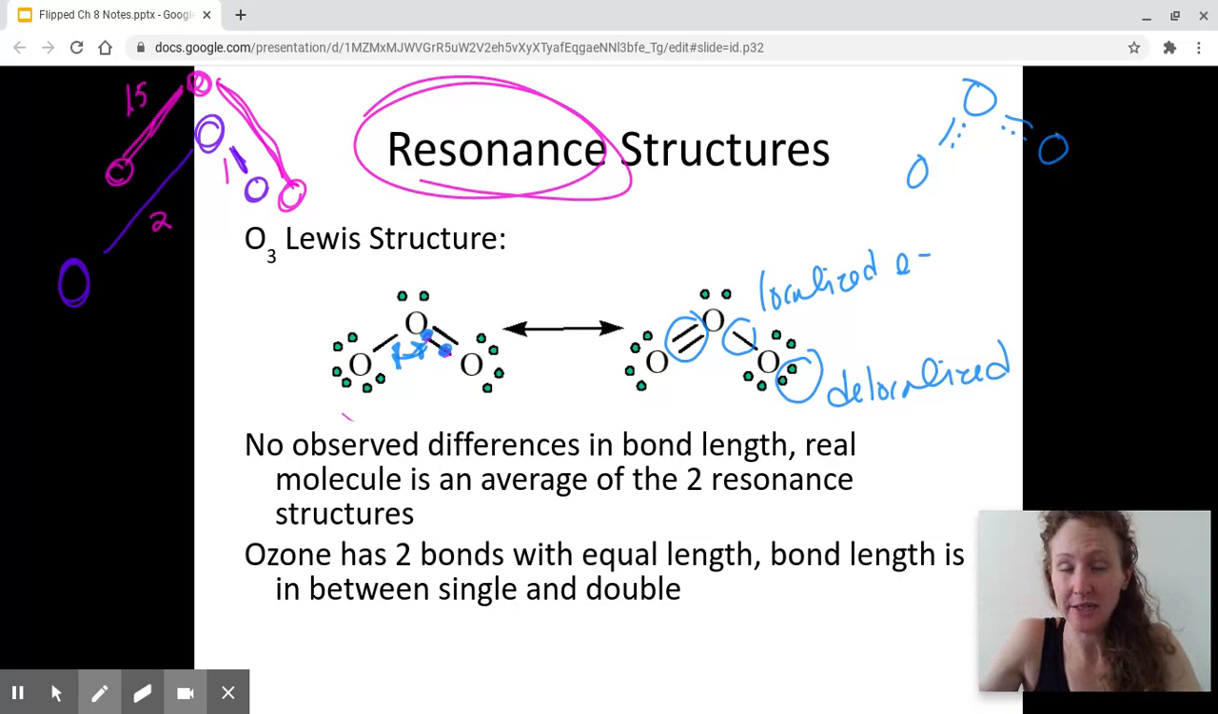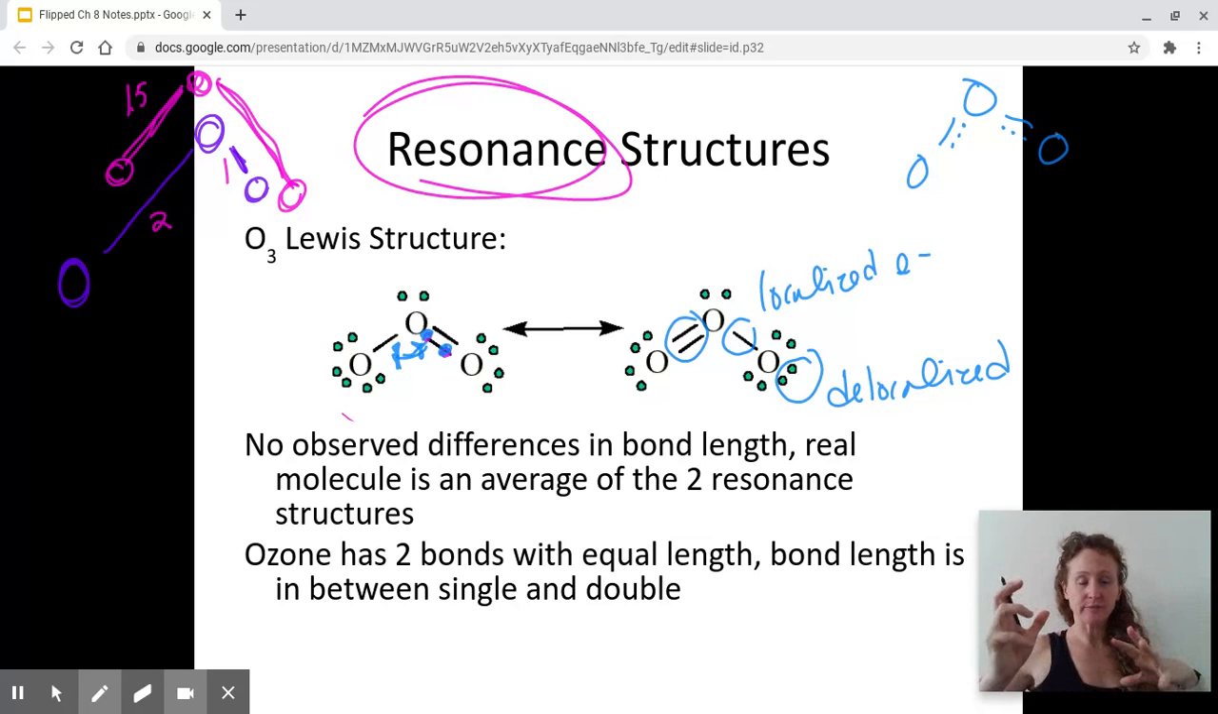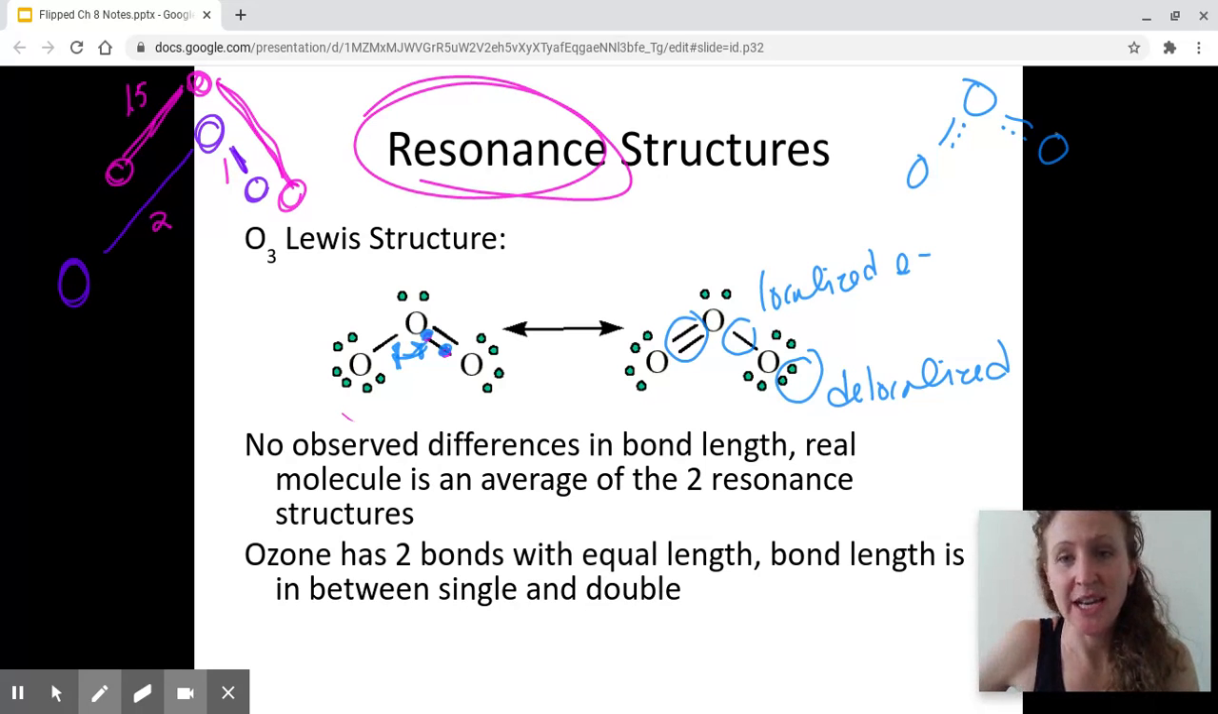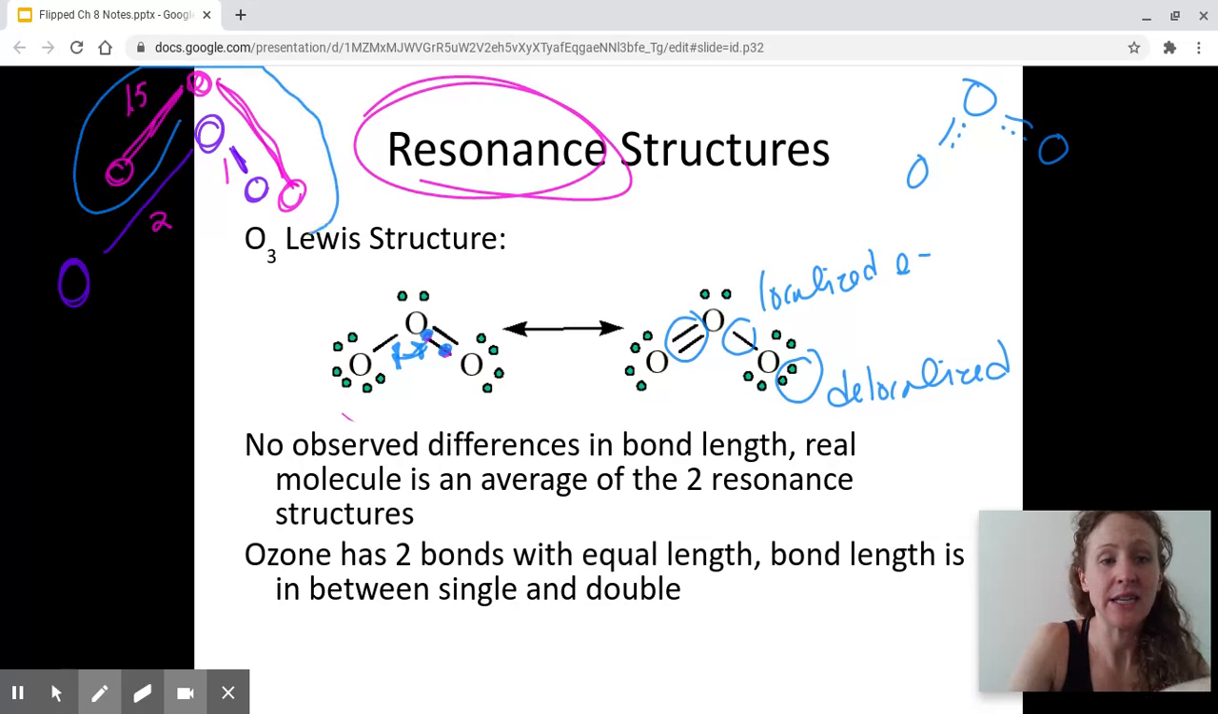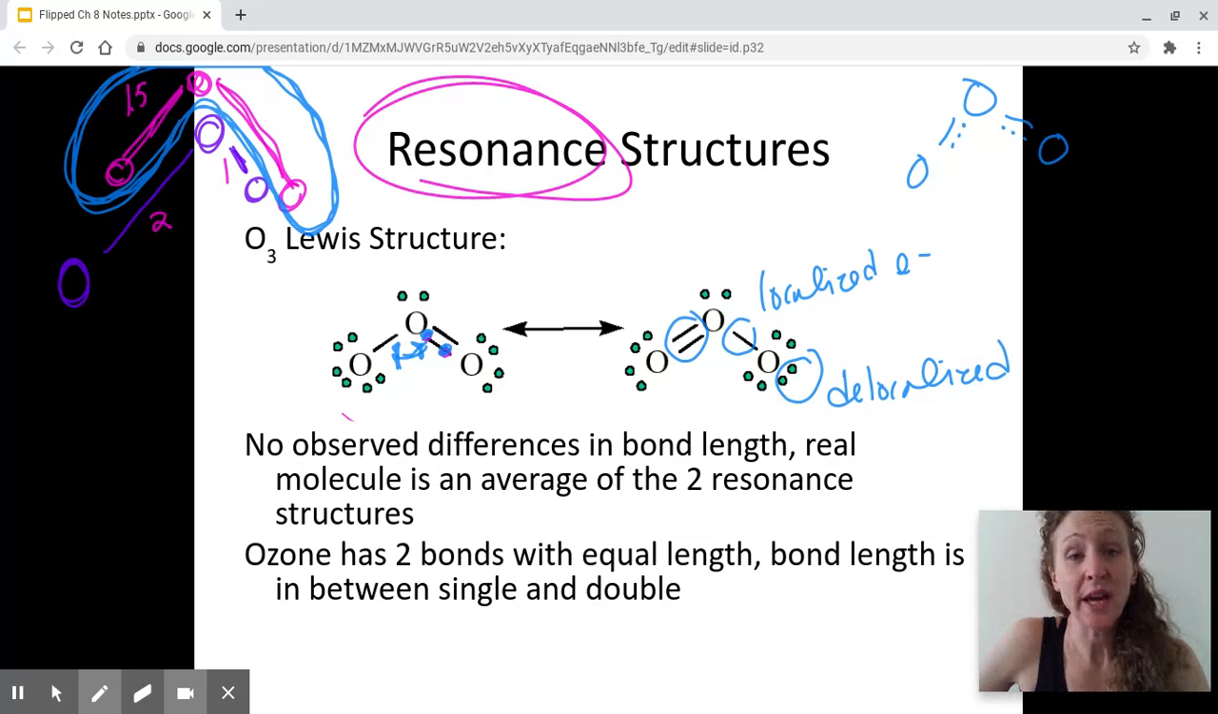It's not a single bond because it has extra electrons that spend time there sometimes. It's also not a double bond because those extra electrons don't spend their time there all the time. So they kind of swing back and forth between these two structures, and they create this 1.5 length bond, which is what we tend to see in the model. We actually do see this bond length that's somewhere between a single bond and a double bond. Okay, so that is resonance.